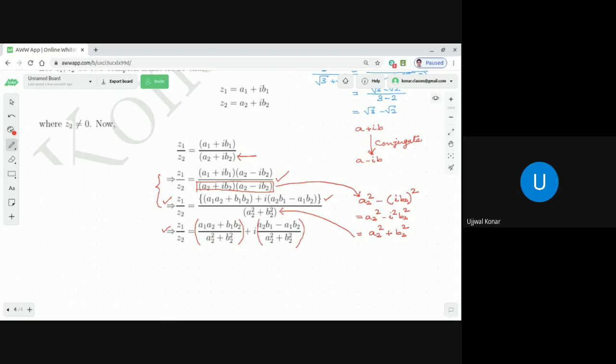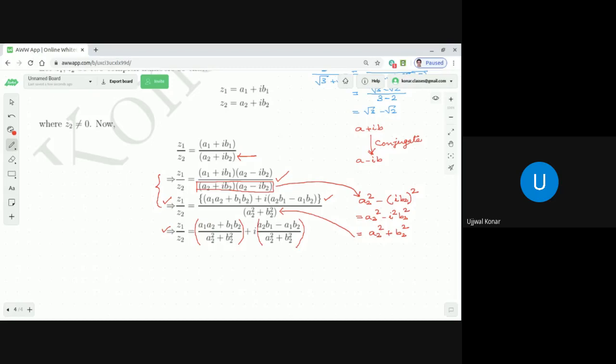So dear students, whenever a question comes in the exam where you get a complex number which is not given directly in a plus ib form, and you need to express it in the form of a plus ib, then you need to perform this step. What is that step? For the denominator, you should multiply that complex number with its conjugate.